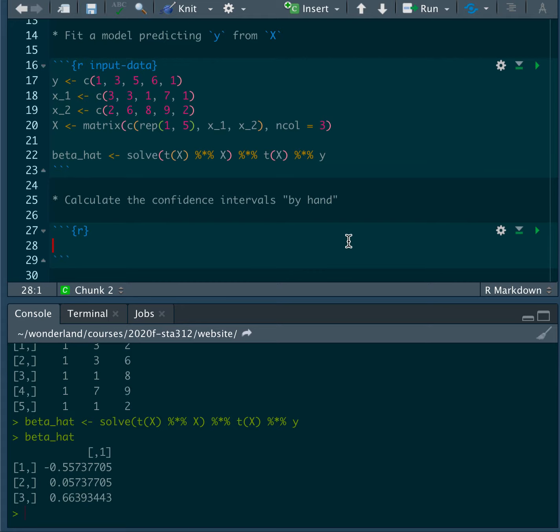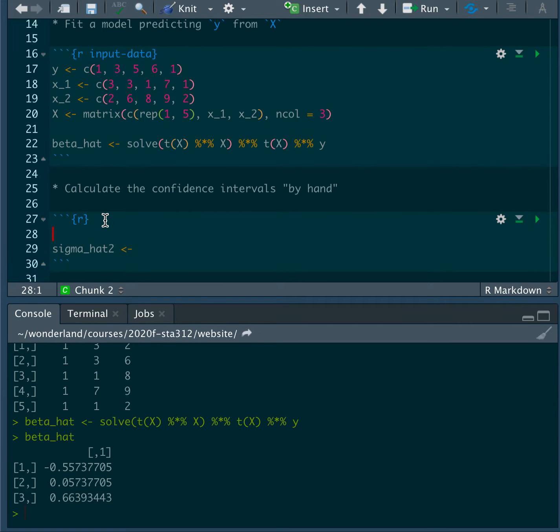Okay, so when we're calculating the confidence intervals by hand, the first thing we need to do is calculate the variance of beta hat. And so what are the components of the variance of beta hat? Well, there's sigma hat squared, and there's also x transpose x inverse. So we already have x transpose x inverse, and so we just need a sigma hat squared. And so let's remember what the formula for that is. That's going to be the residuals summed up and squared. So the residual sum of squares divided by n minus (p plus 1), which in this case is 3 because there are 2 predictors, p, and then 1 for the intercept. So n minus 3.